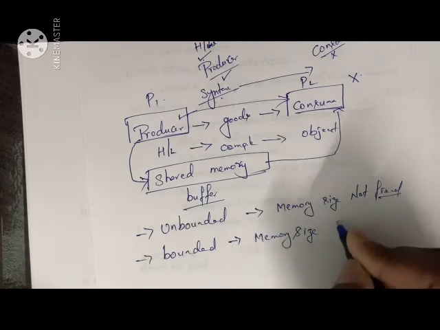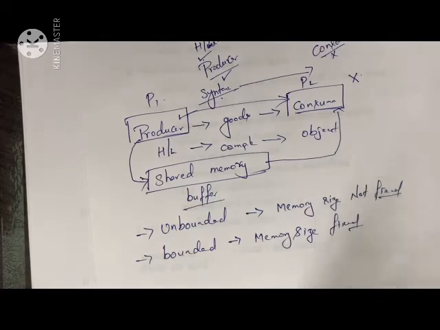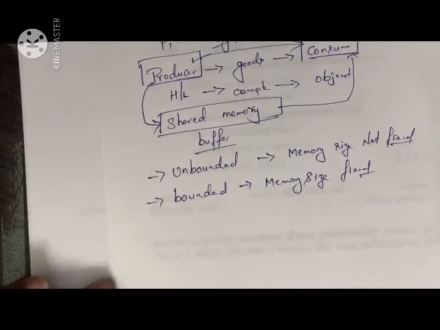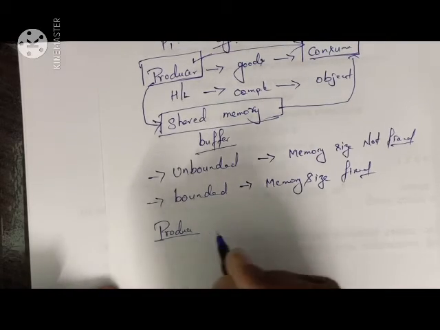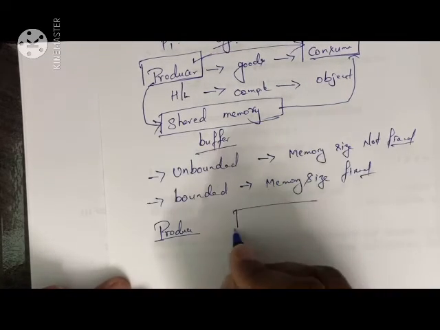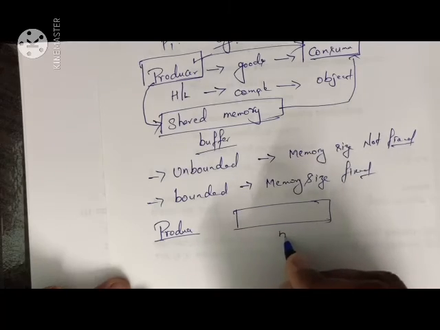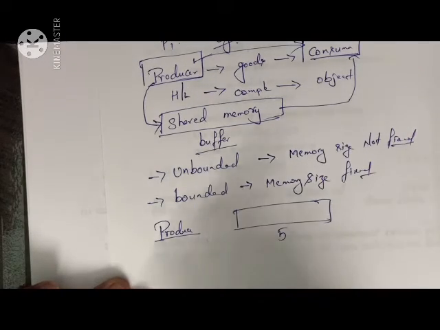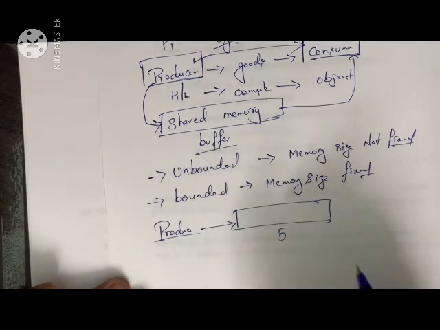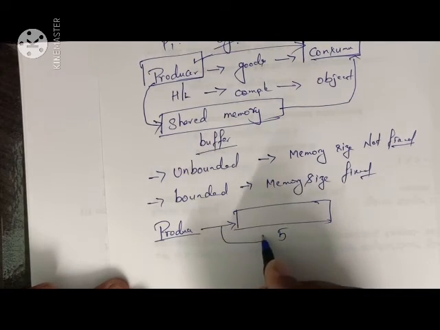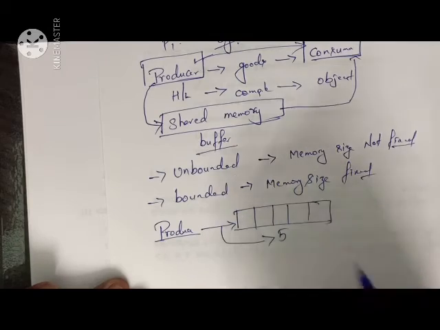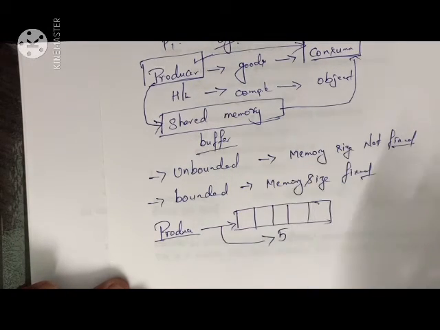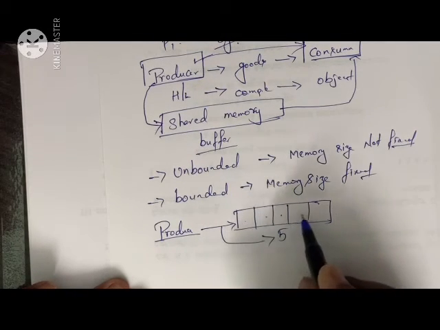So memory size will be fixed in a bounded buffer. In the sense, if a producer starts producing and the size of the memory allocation is, say, I can store only 5 elements, so the producer can generate or give the data of how many values? Only 5. You can store only 5 values. Okay, that is, we have 1, 2, 3, 4 and 5.